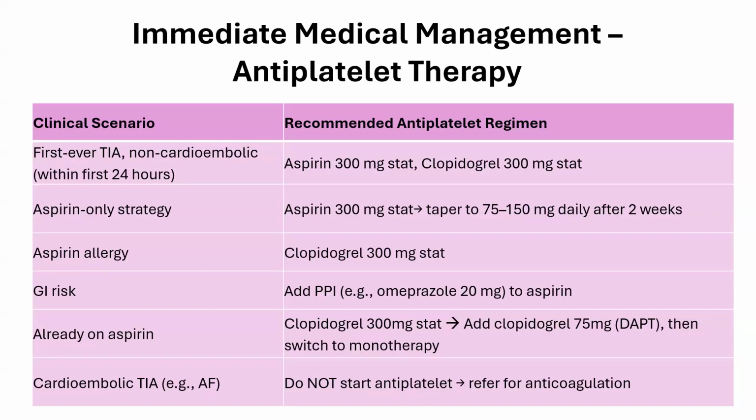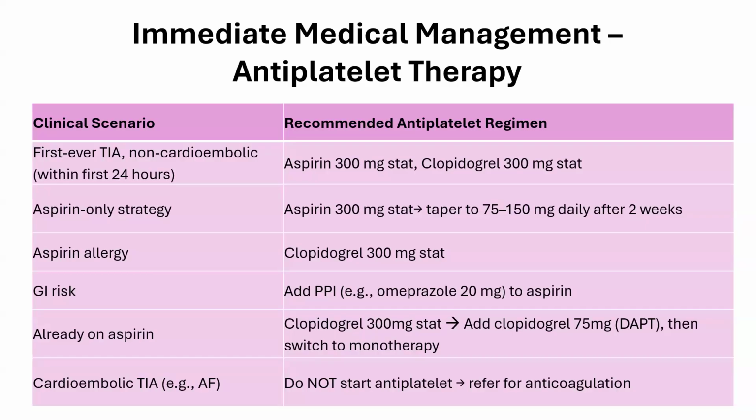In case of aspirin allergy, we give clopidogrel 300 milligrams stat, and thereafter give clopidogrel 75 milligrams indefinitely. Then if a patient is already on aspirin, we give clopidogrel 300 milligrams stat. We do not load the patient with aspirin, just give clopidogrel 300 milligrams stat, and then continue clopidogrel 75 along with the aspirin 75 milligrams the patient is already on, and then switch to monotherapy.